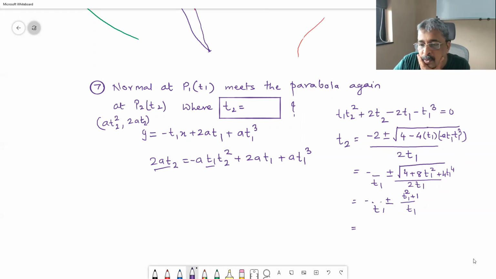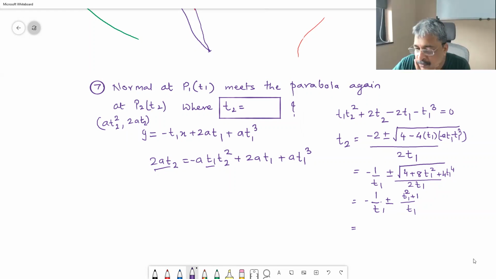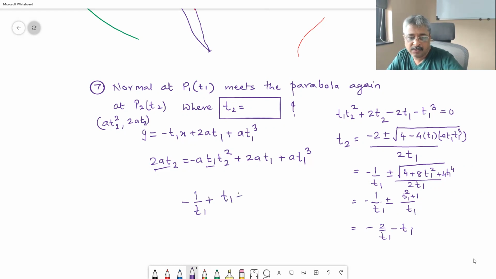This should be -1. This should be -1. And what happens to this? That is what I am expecting: one term will be T1 and the other term will be different. So the final answer is -2 upon T1 minus T1. Is it what I am getting here? Let us see. -1 upon T1 plus T1 plus 1 upon T1. So that is equal to T1.